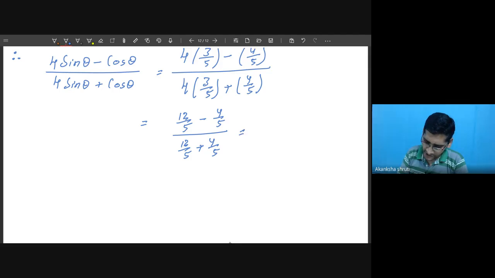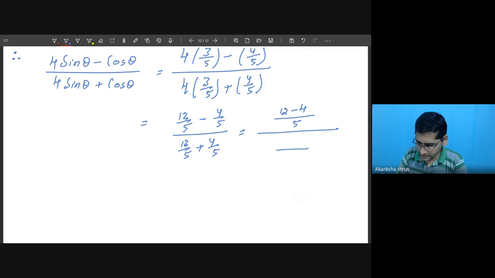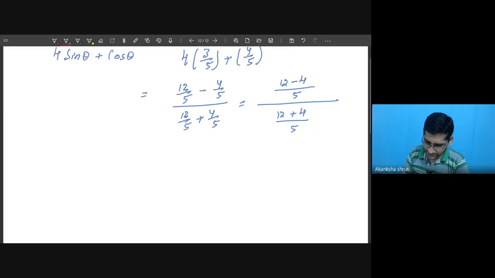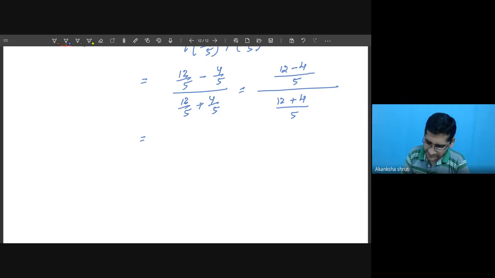Now what to do? Whatever this numerator is, its simplification is first required. The LCM is 5 because both are the same. So it is 12 minus 4, and the denominator also 5, it is 12 plus 4. Okay, student? Many a time students make mistakes in this calculation only. So you practice more and more. 12 minus 4 is 8 by 5 divided by 12 plus 4 is our 16 by 5.